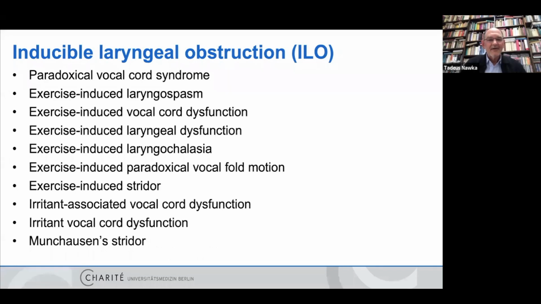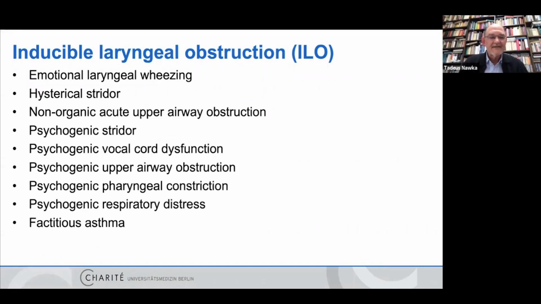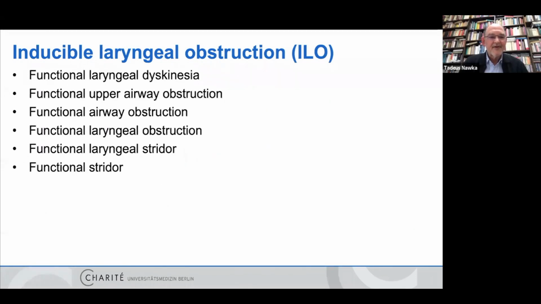And one expression that I really like is the paradoxical vocal fold movement. That means that the vocal folds move in the wrong way. They close during inspiration and they open during expiration. And you see a lot of different names for this inducible laryngeal obstruction.